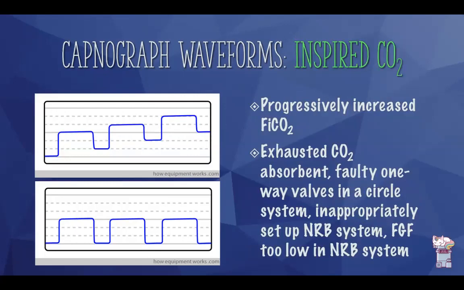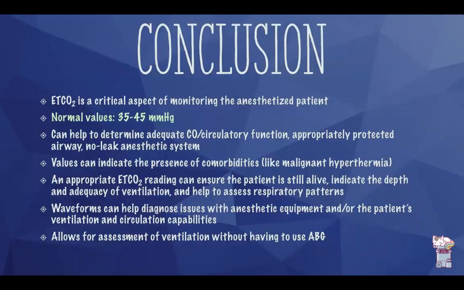An increase in your inspired concentration of carbon dioxide can be due to several factors: exhausted CO2 absorbent, faulty one-way valves in a circle system, an inappropriately set up non-rebreathing system, or fresh gas flow that's too low in your non-rebreathing system. Assessing your equipment usually can help troubleshoot a progressively increased inspired concentration of carbon dioxide.